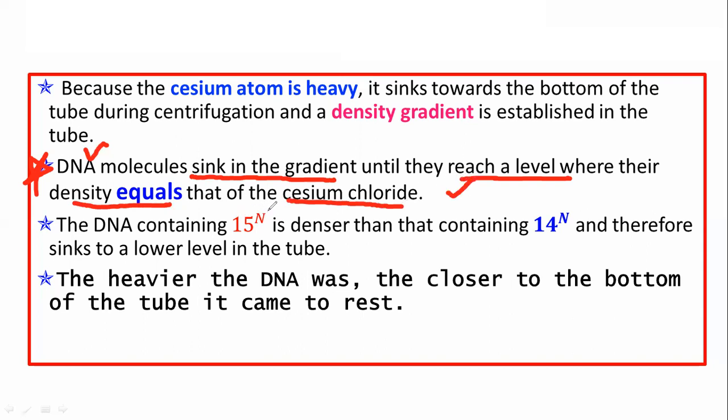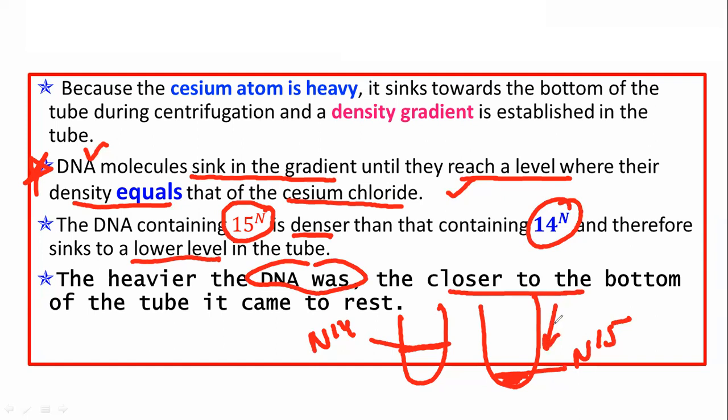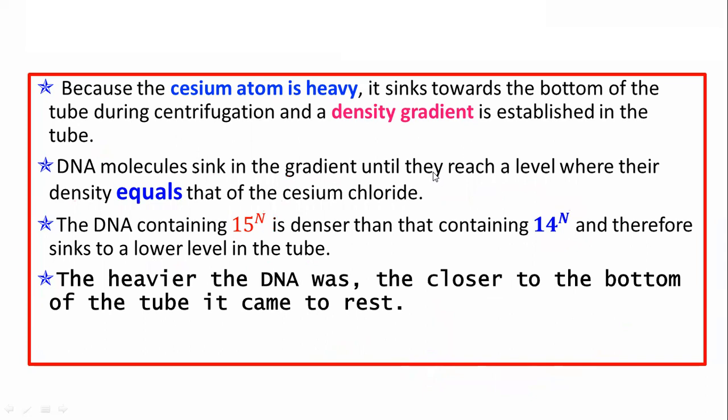Now, what happened? The DNA which contained N15 was a bit denser. It was basically at the bottom first. And when we look at the N14, it was at a slightly higher level. But this is N15, so it was on the lower level. So basically the heavier DNA was closer to the bottom like this, and then it came to rest. But they also found that there was some DNA present in the middle as well, like this.